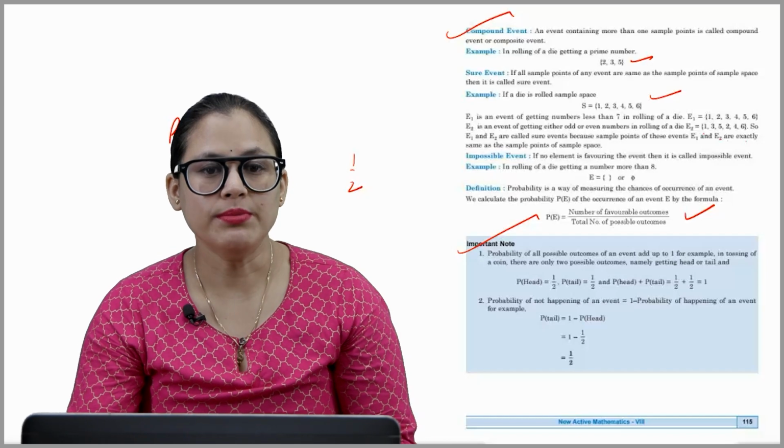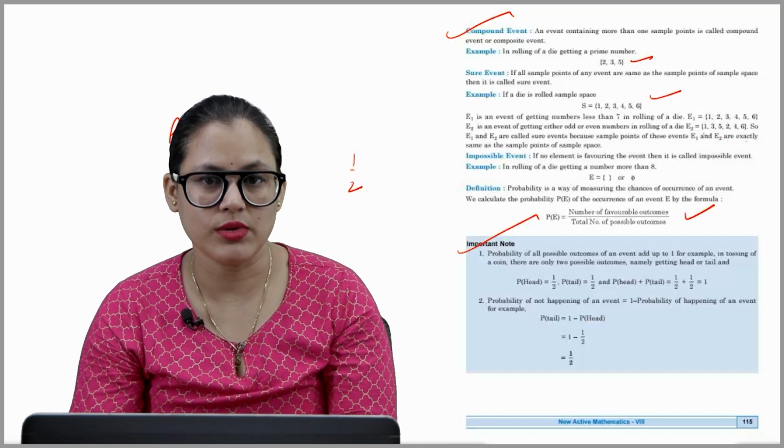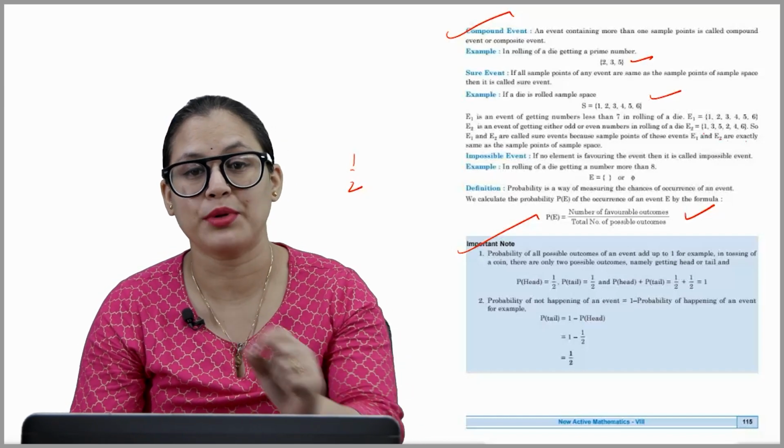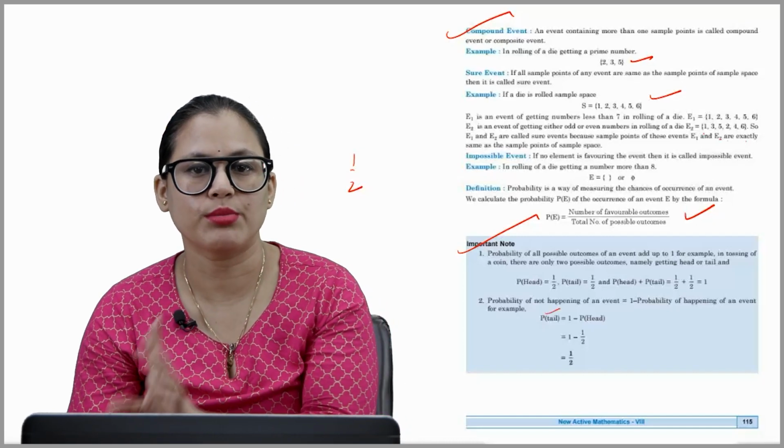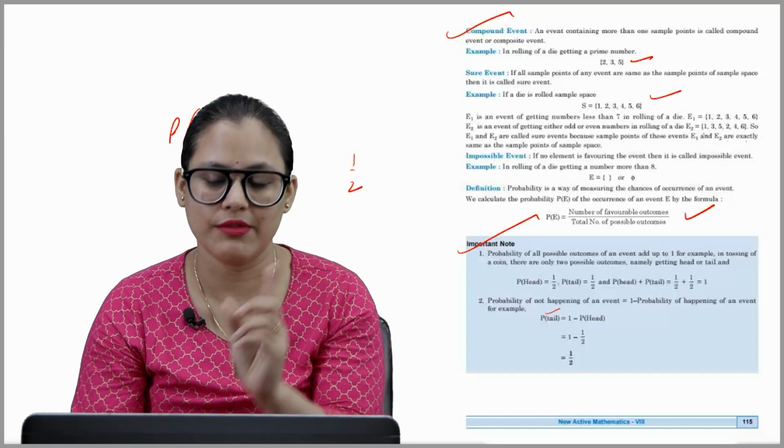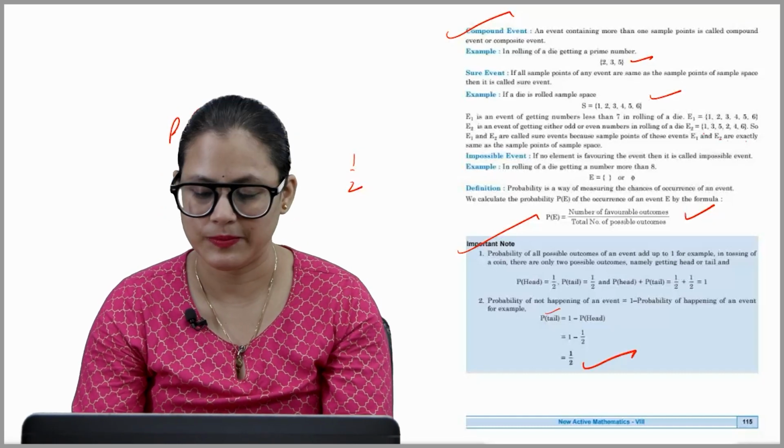Number 2: probability of not happening of an event is equal to 1 minus probability of happening of an event. For example, probability of tail is equal to 1 minus probability of head, that is 1 minus half equals half.